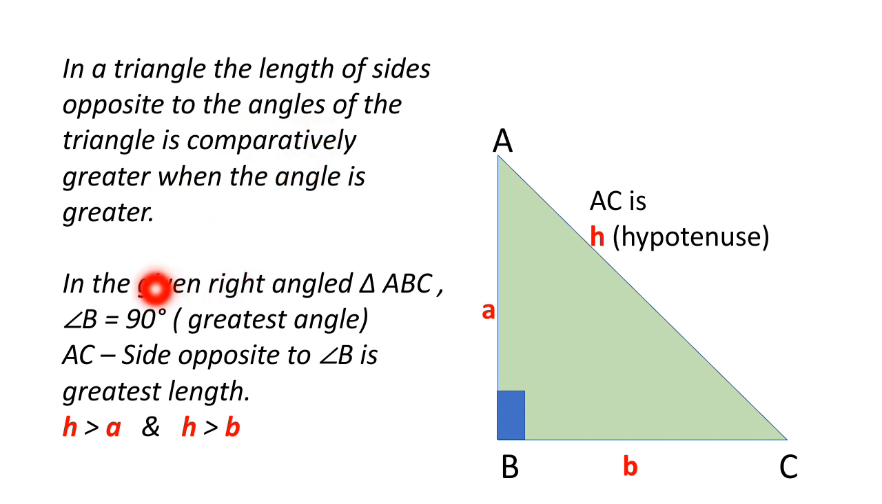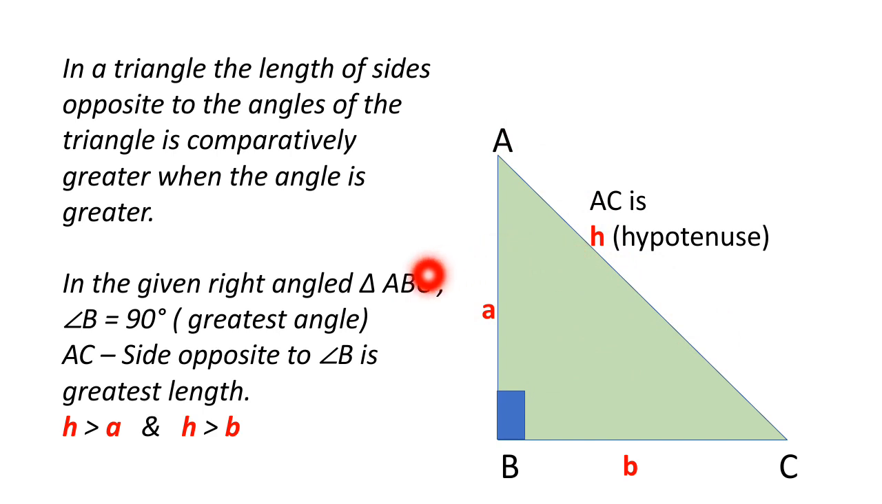Like here we have a right angle triangle, and in this triangle the angle B is 90 degrees, which is the greatest angle. So we will say that the side opposite to angle B, here you can see the side AC is opposite to this angle B, that means the greatest angle, that is 90 degrees. So this side will be the greatest side, the side with greatest length. Here AC is called the hypotenuse.